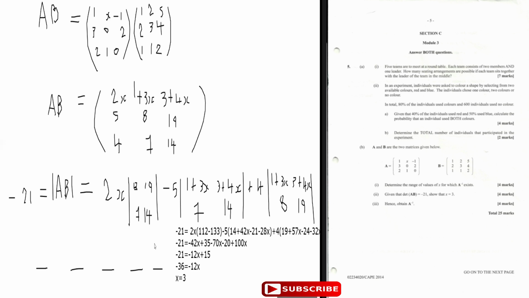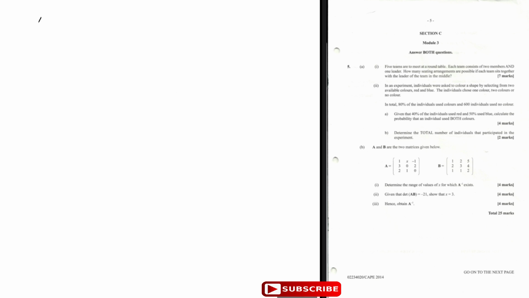It says, hence obtain A inverse. Hence. Okay, since we know what X is now, we know that A inverse is going to be equal to 1 over the determinant of A times the adjoint of A. That's going to be A inverse, 1 over the determinant of A times the adjoint.